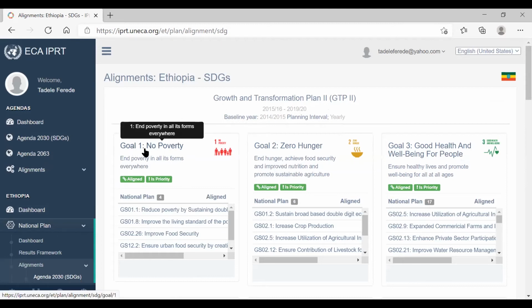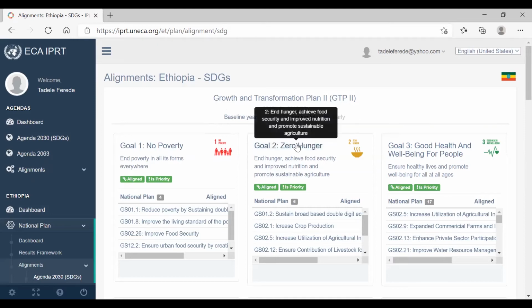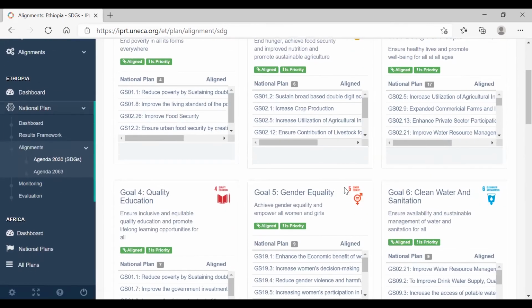We have goal number 1, no poverty, SDG. And you have seen this green is aligned. It is also a priority for that country. Goal number 2 is also fully aligned. It's also a priority for the country. You see that green underneath for goal number 2, goal number 3, and so on.